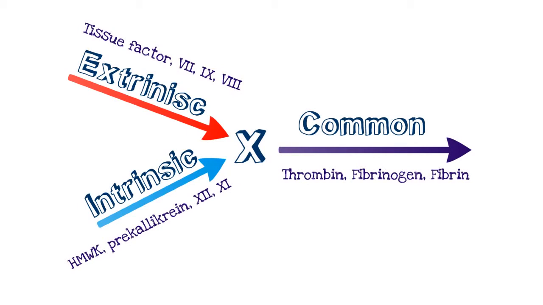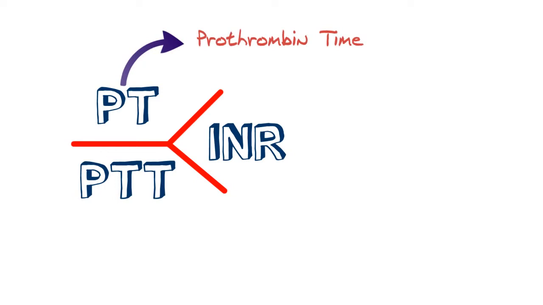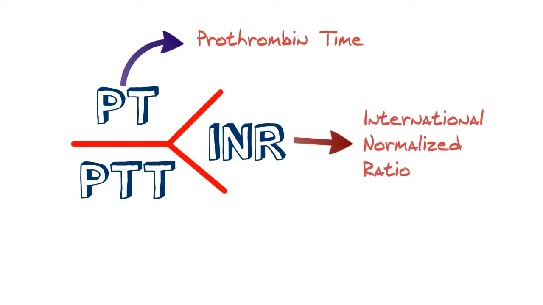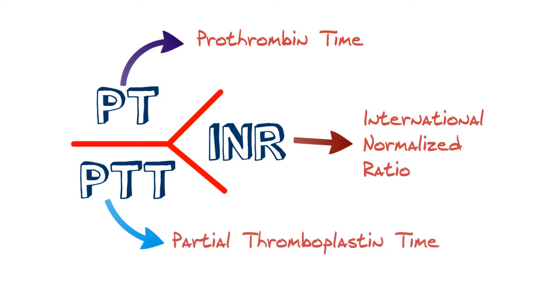Now, as a result of these different pathways, extrinsic, intrinsic, and finally the common pathway, we have developed laboratory tests that can identify each portion of the pathway. So these tests include 1, your PT, 2, your INR, and 3, your PTT. PT stands for your prothrombin time. INR is the International Normalized Ratio, and finally PTT is your partial thromboplastin time.